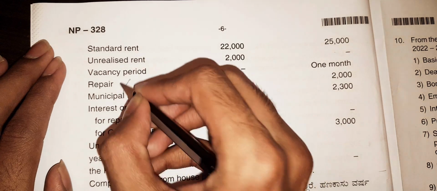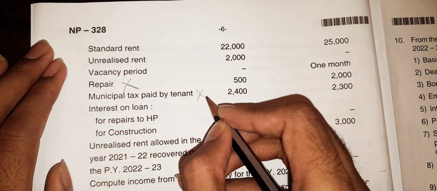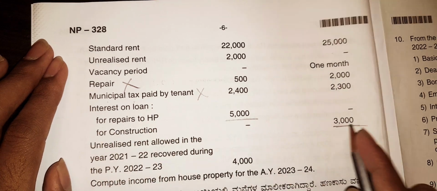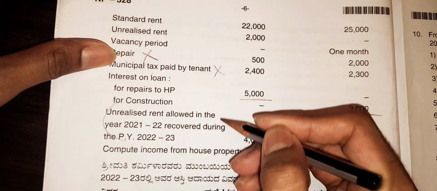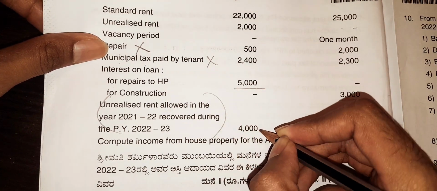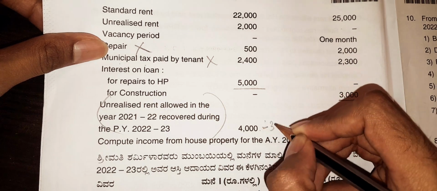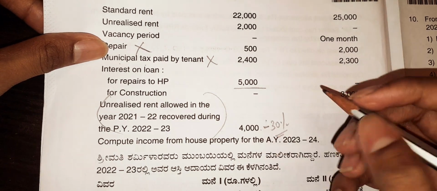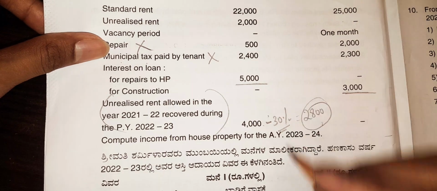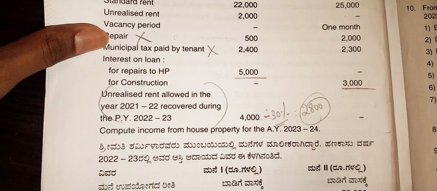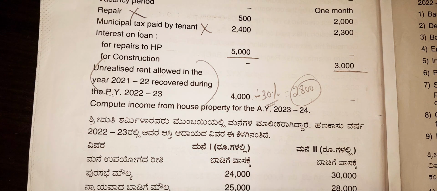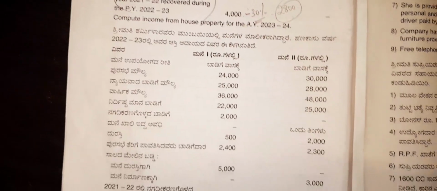Repairs, this has to be ignored. Municipal tax paid by the tenant, ignore. Interest on loan, for repairs consider, and this interest on loan they had given. Unrealized rent, this has to be added at the last. From this you have to deduct standard deduction of 30%. If you minus the 30% from this, I think you will get the answer 2800. That 2800 you should add to the total income and finally write the taxable income. It was also one of the easiest questions they had asked from income from house property.